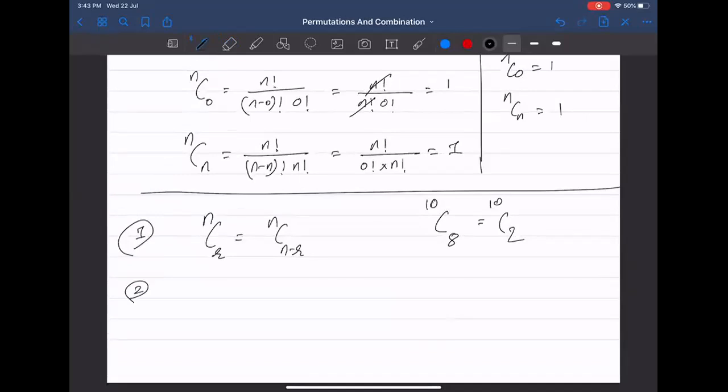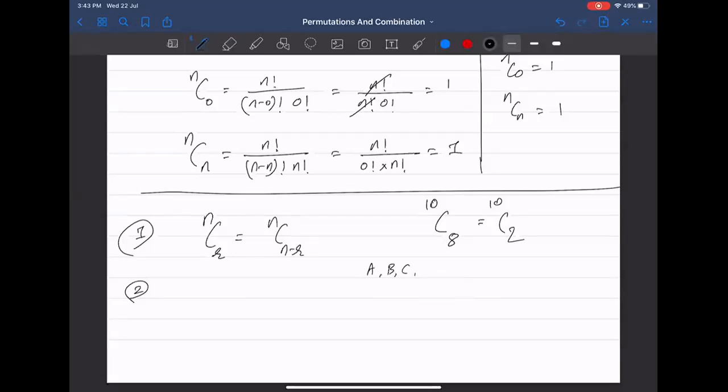There is another result. What is the second result? This is the same thing that Pascal did. Many people write it in a different way. I'll write it in my own way. So suppose I have n objects. So A, B, C, likewise.